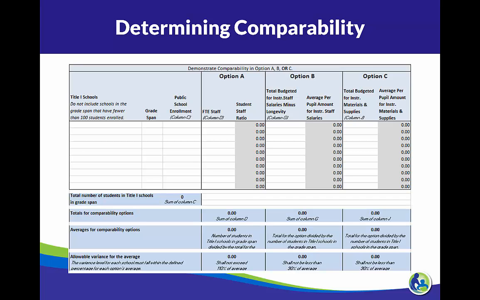The comparability report provides three options to compare schools. Option A, the student-to-staff ratio, compares how many students are in the school compared to instructional staff in the school. Option B compares the average per pupil amount for instructional staff salaries minus longevity and salary differentials. Finally, Option C compares the per pupil average amount budgeted for instructional materials and supplies at each school. It's important to note that LEAs only need to meet comparability in one of the three options.